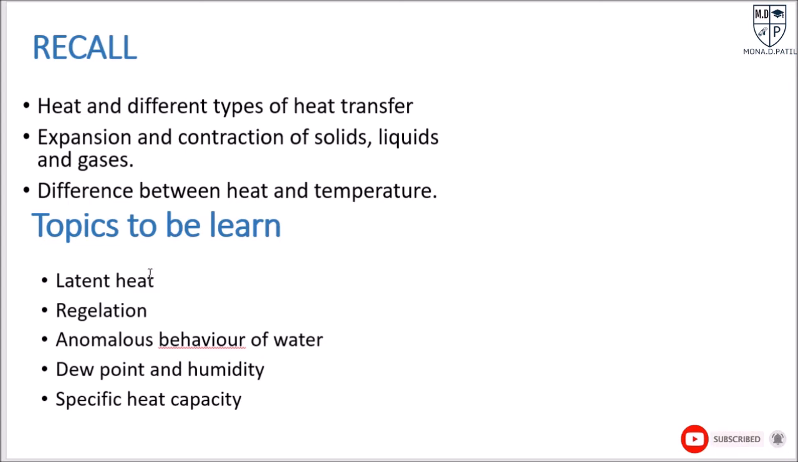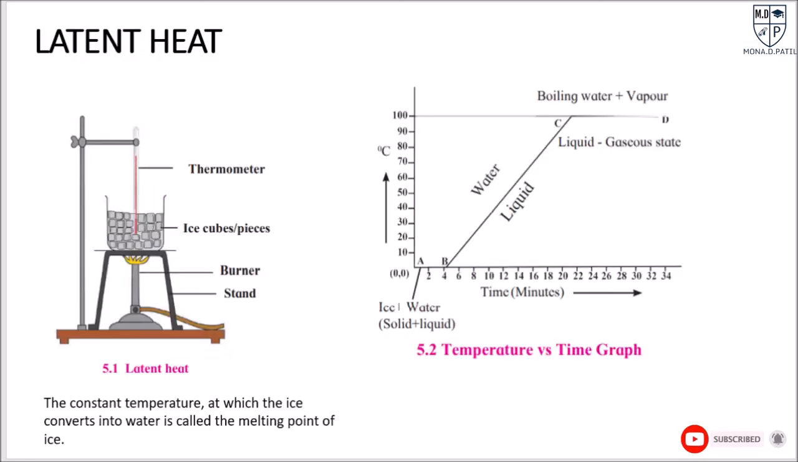The topics we are going to learn in this lesson are latent heat, regulation, anomalous behavior of water, dew point and humidity, and specific heat capacity. Let me start with latent heat. Concepts like latent heat of phase transformation, anomalous behavior of water, dew point, humidity, specific heat capacity, etc. are related to certain phenomena experienced by us in our day-to-day life. Let us learn more about these concepts.